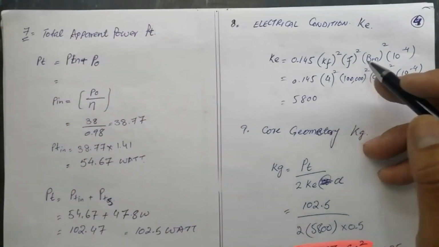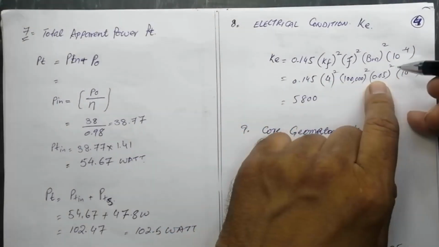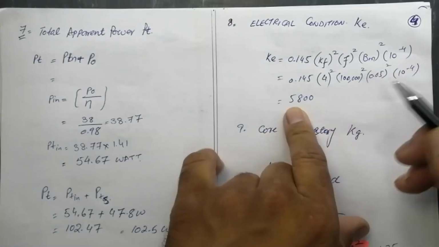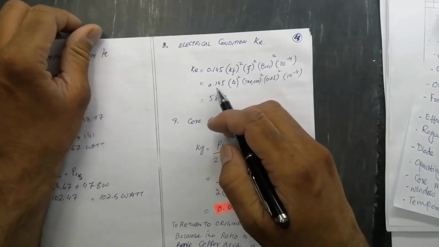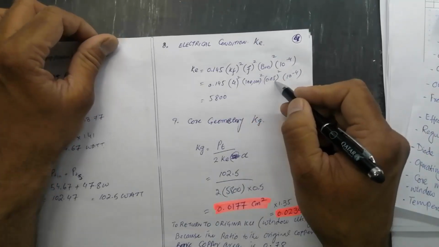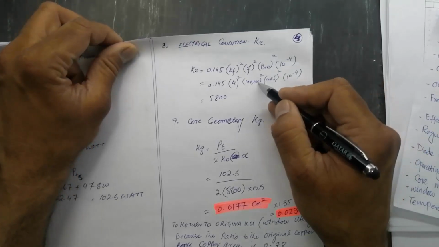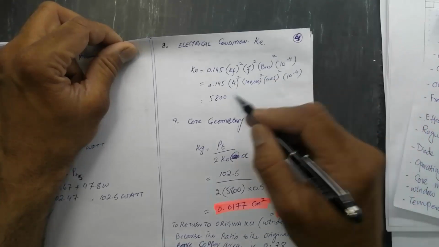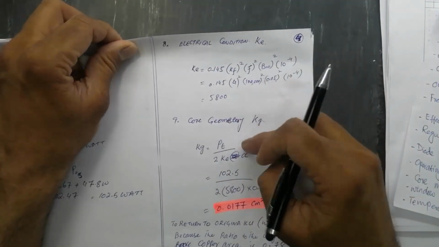Now it is 4. Frequency is 100 kilohertz. Bmax is 0.05 Tesla, or we can say 500 gauss. 0.145 is the constant, with the frequency factor KF squared, 10 raised to power minus 4. When we calculate it, it will become 5800.